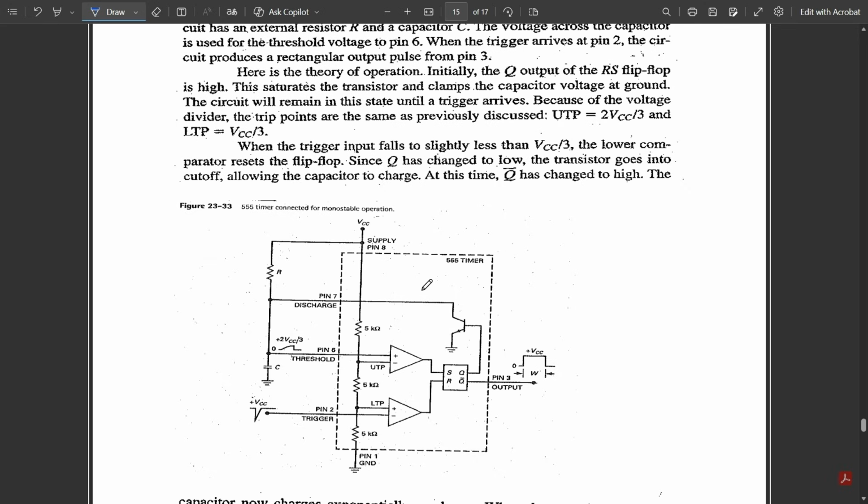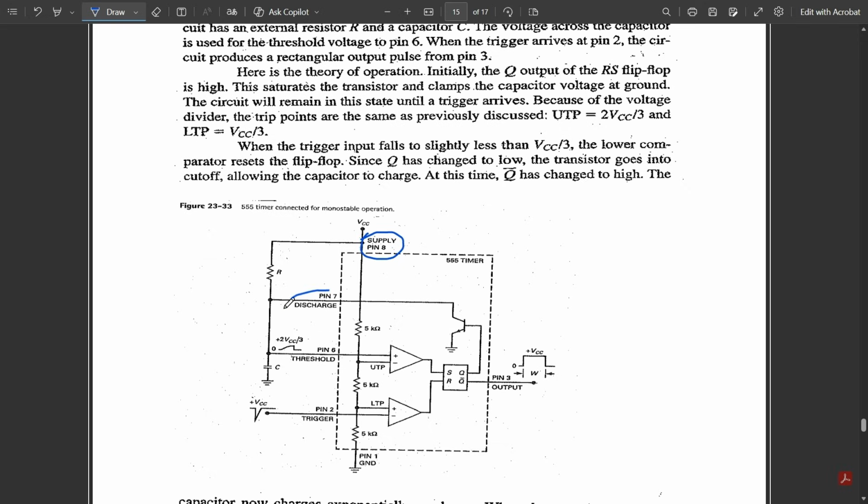Okay, so these are the internal connections made through this monostable operation of a 555 timer, where each pin has its own characteristics. Okay, totally the 555 timer consists of 8 pins, right? So you see here pin 8 of this timer is given to the supply.